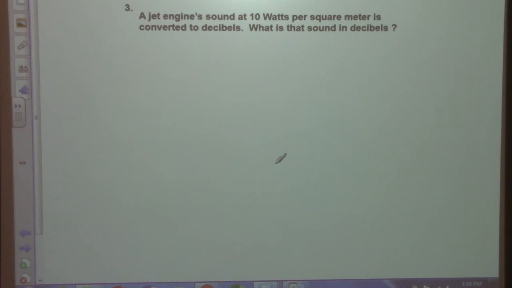So what did you get for your jet engine in decibels? 130. Okay, should be 130. Wait, how do you figure that out? Well, what you do is you take your equation. Your decibels are equal to 10 log of I over I sub 0, and if you substitute in the intensity for I and 10 to the negative 12 power for I sub 0, you're going to end up getting 130.